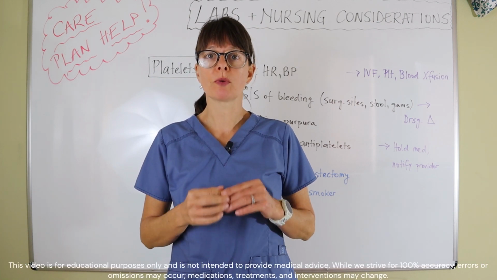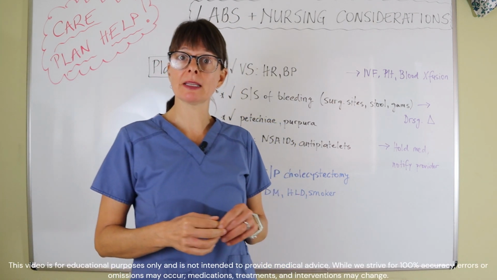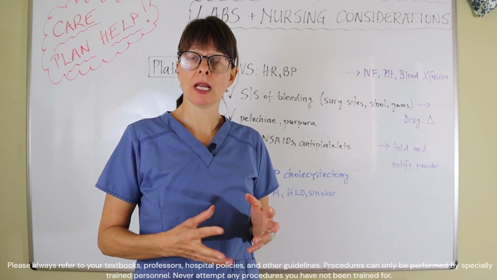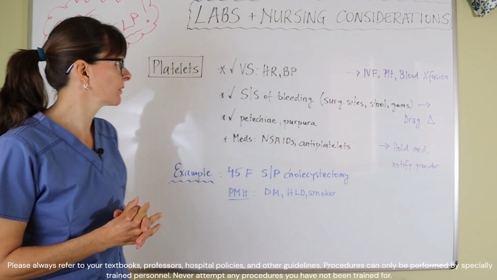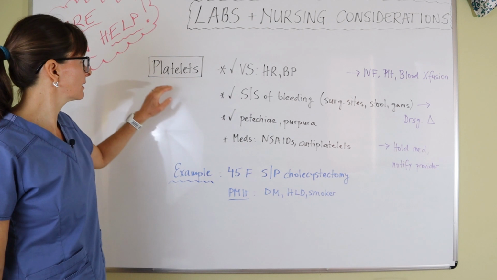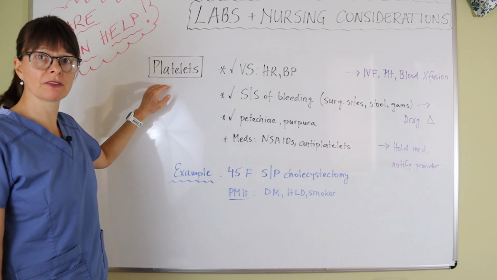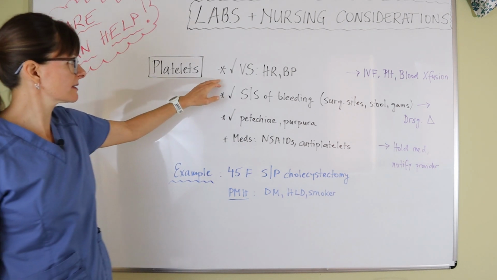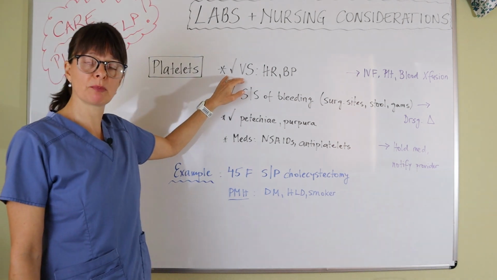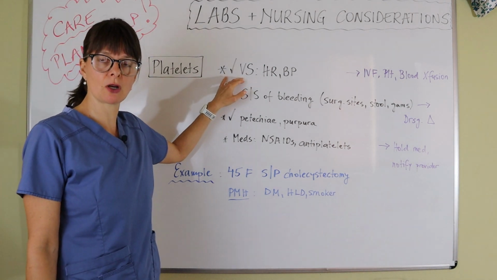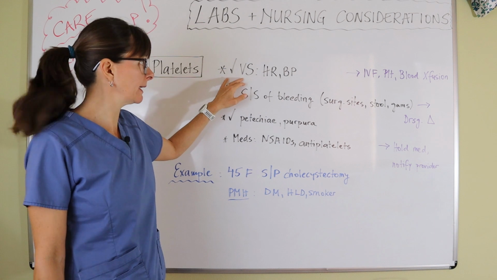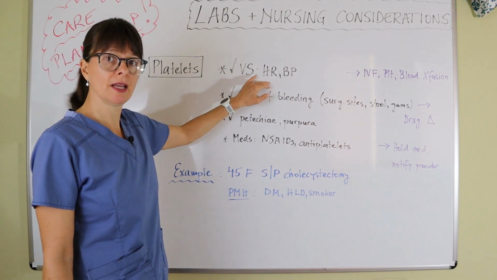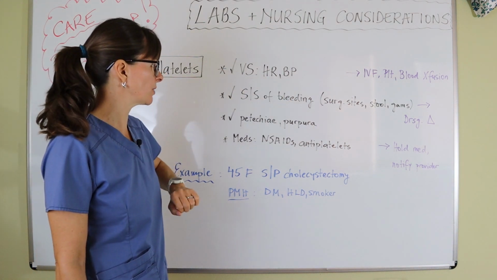This time we'll go over platelets, and we know that platelets help us with clotting and stopping any kind of bleeding. So in case the platelets are off, specifically if they are low, we want to assess the patient's vital signs, because when the platelets are low, that means the patient can't clot and they might have some bleeding. And that would be reflected in the heart rate and the blood pressure.